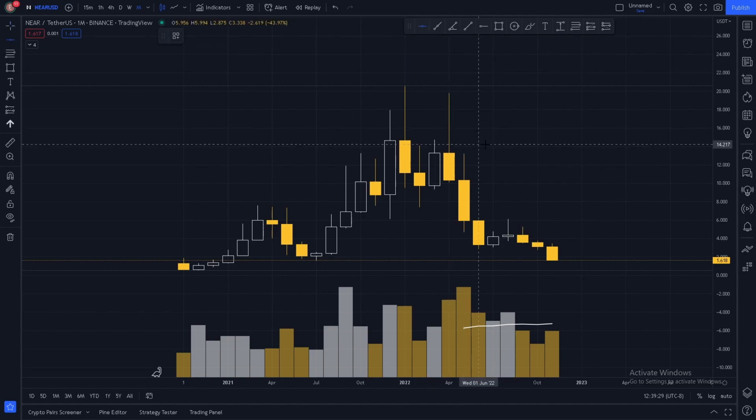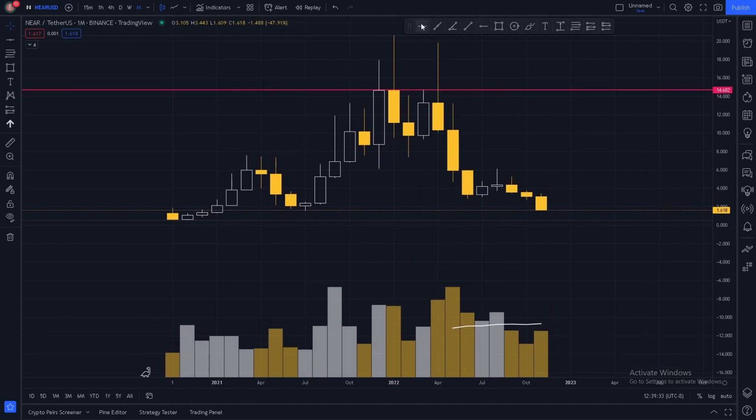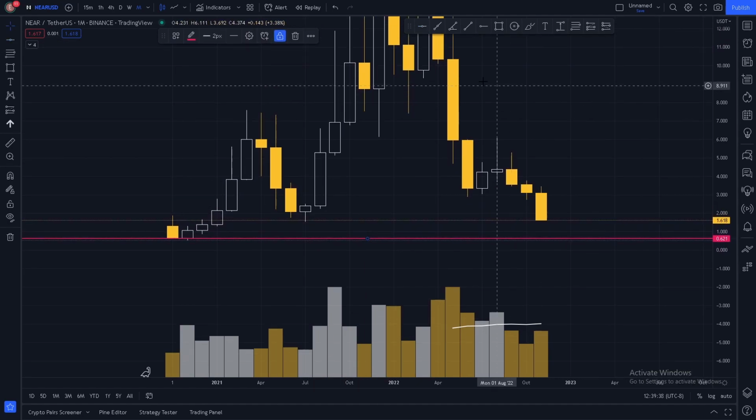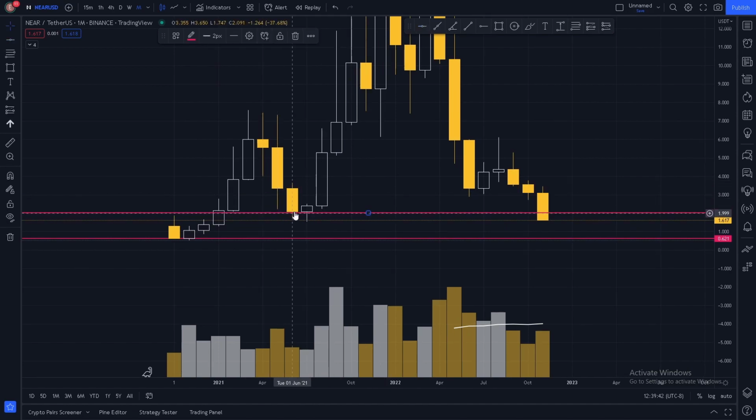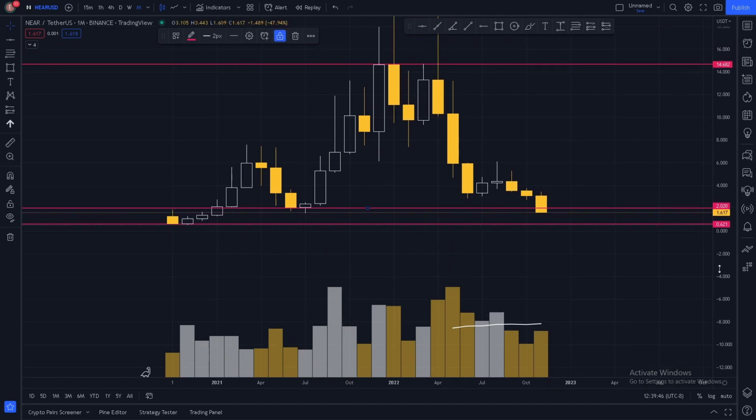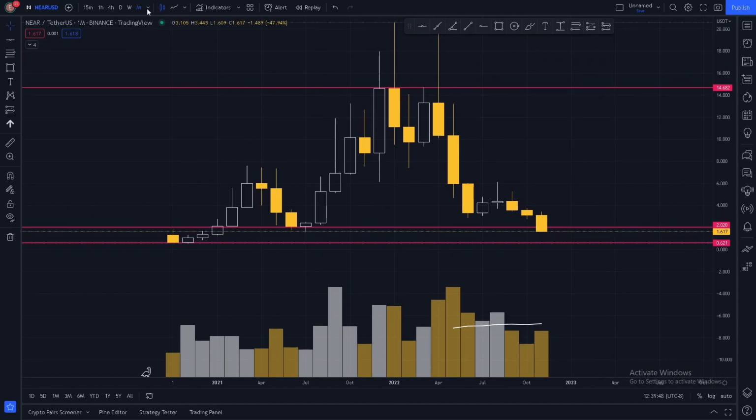Now the first key level we can notice is our monthly swing high. We can also plot in our swing low here, and we notice a reaction of support right here where price reversed drastically. So let's go ahead and hop into the weekly so we can see more price action.